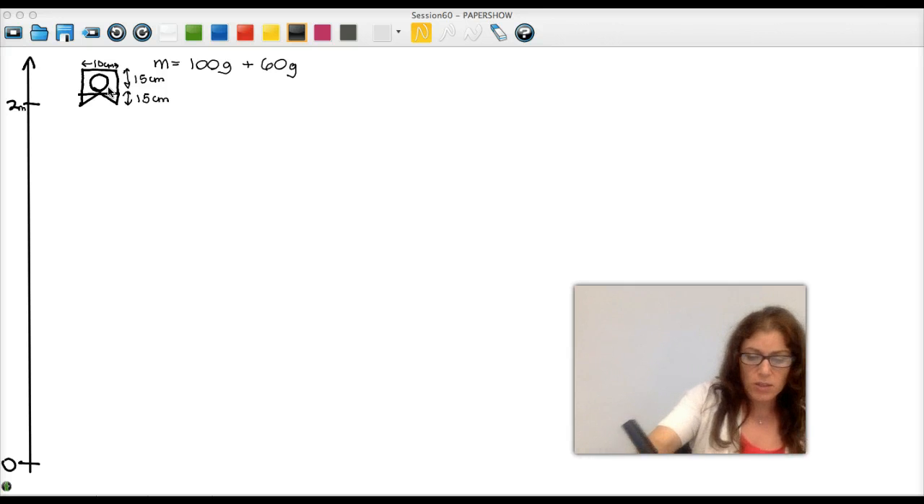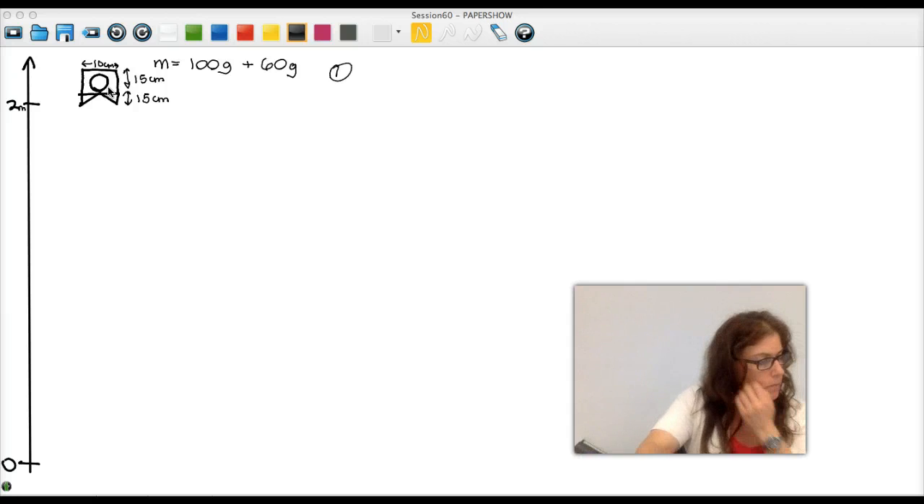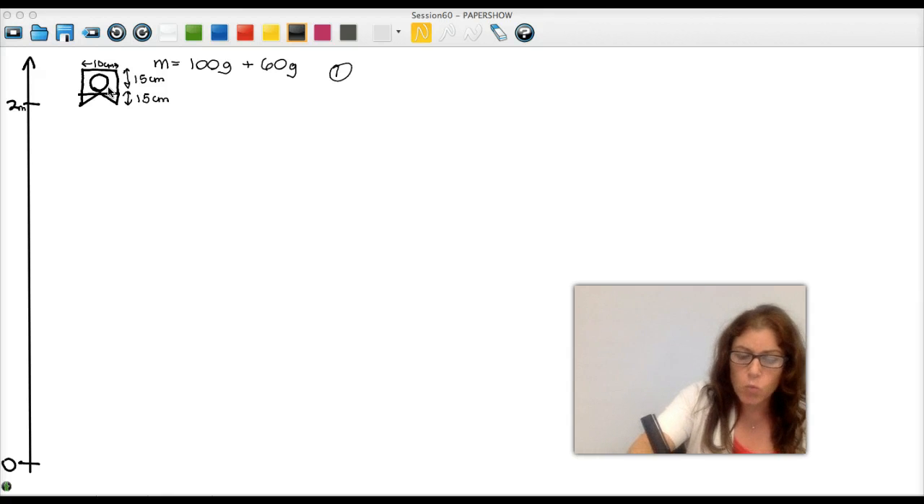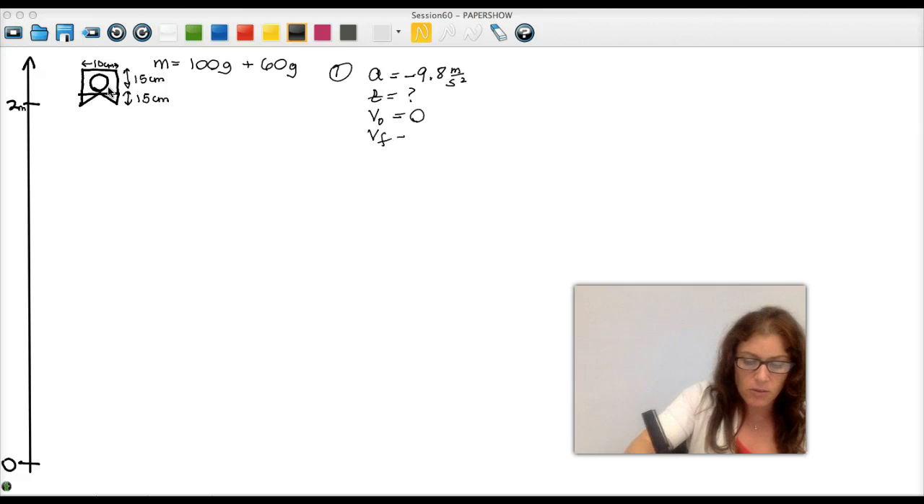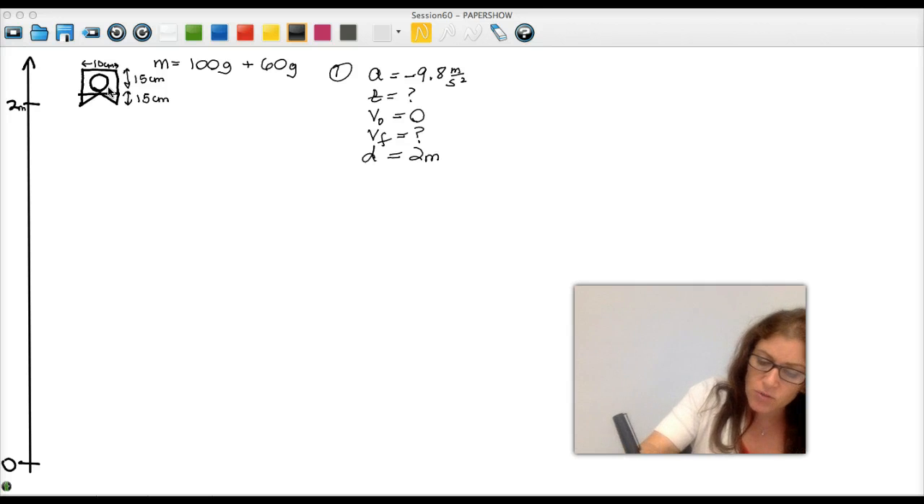So then let's start answering the questions. Question 1. Use kinematics to find your EPD speed when it has just reached ground level. So what do I know? Well, I know that it's in free fall, so acceleration is going to be negative 9.8. The time I don't know. The initial velocity is 0 because you start at rest. The final speed I need to know. The distance it falls is 2 meters. That means I'm not interested in the time of the fall until part B.